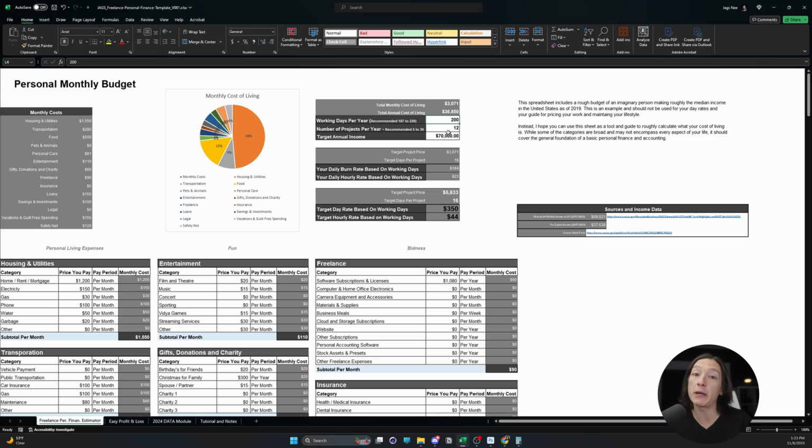Anything that's white, you'll be able to change. So working days per year, that is how many days we want to work in the year. We're going to keep it at 200 because that's a nice middle ground. I have the recommended here if you want, but 200 days is a good start.